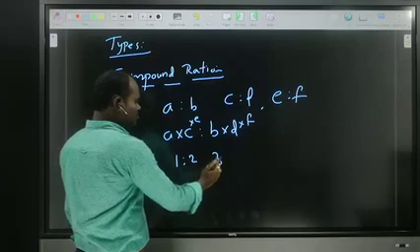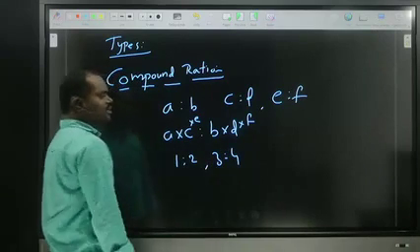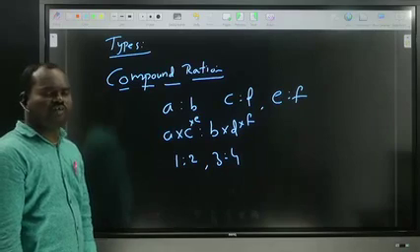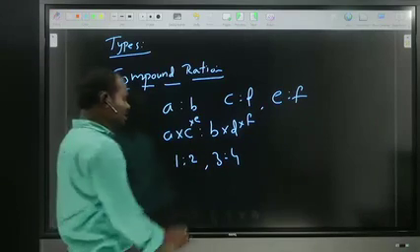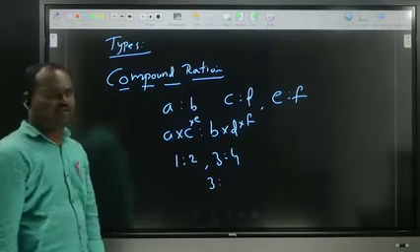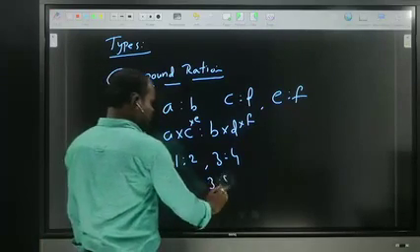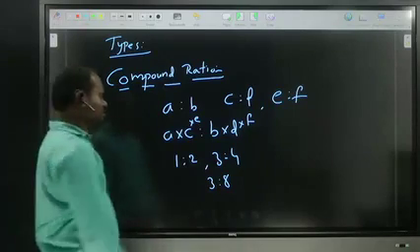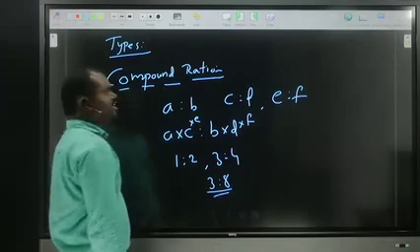1 is to 2, 3 is to 4. Let us assume 1 is to 2, 3, 4. What is compound ratio? Product of antecedents. Product of antecedents means 1 into 3, how much? 3. Product of consequence, 2 into 4, 8. Any cancellation? No more cancellation. So what is the answer? 3 is to 8. Answer is 3 is to 8.